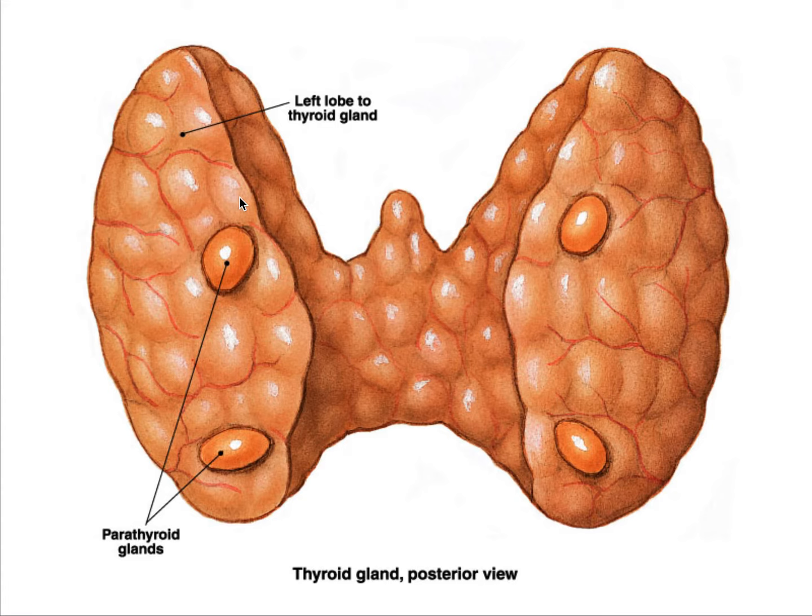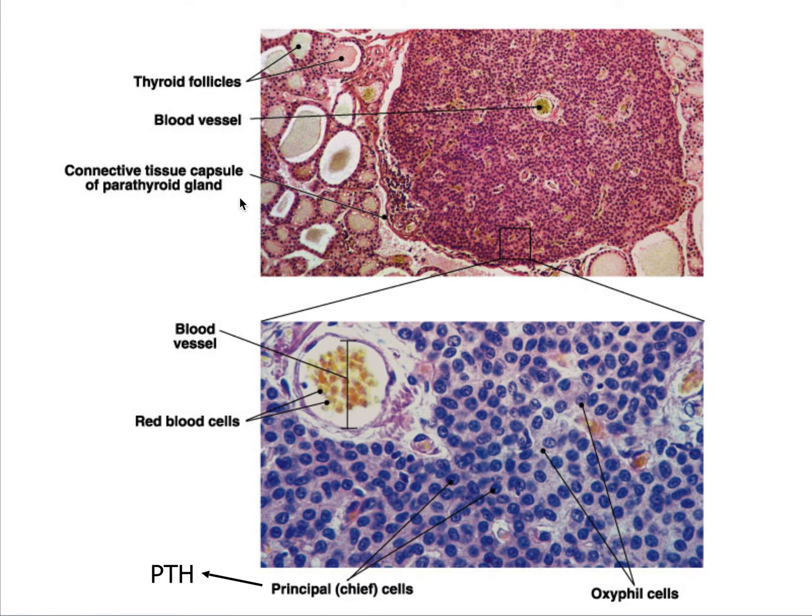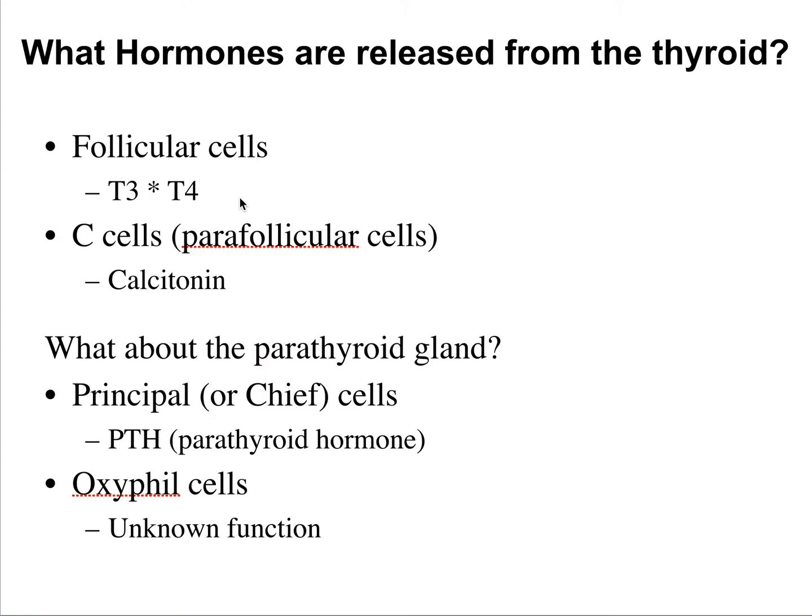What do follicular cells make? T3 and T4. Who makes more? T4, but who is more active, more potent? T3. What is T4 also known as? Thyroxine. What is T3 also known as? Liothyronine. Very good. So here's some more images of chief cells and principal cells that make PTH or parathyroid hormone.